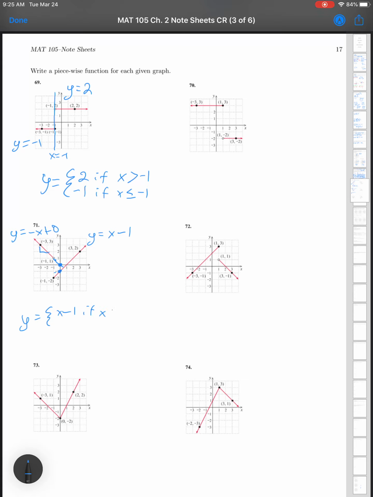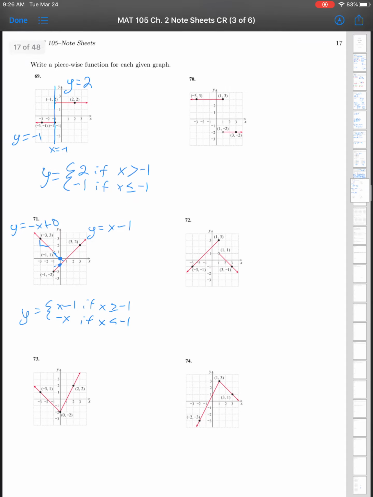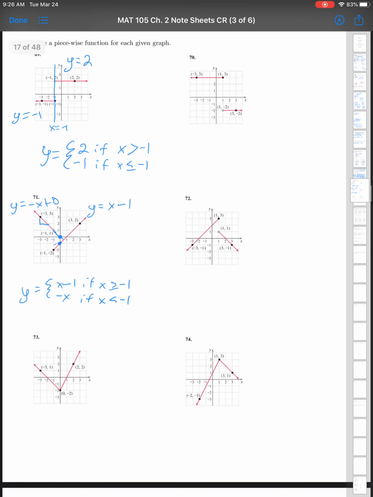x minus 1 if, so for this piece, we want x to be greater than or equal to -1, right? Here the split, once again, is at x equals -1, and the filled-in circle piece is on this graph. So that's why it gets an or equal to. And then the other graph is the opposite of x if x is less than -1. So we're going to the left of -1, so that's less than. And we don't include it because it's got an open circle.